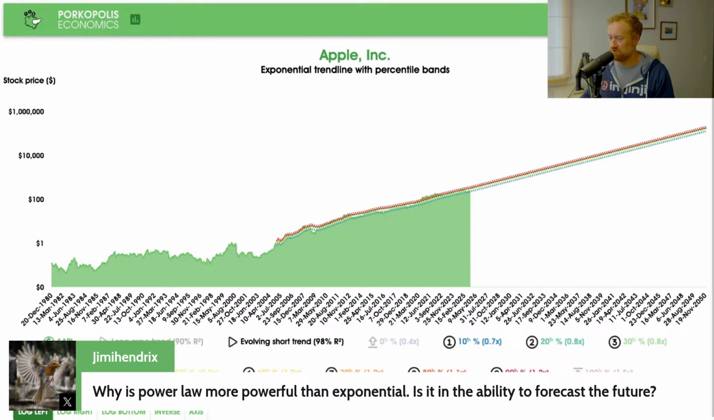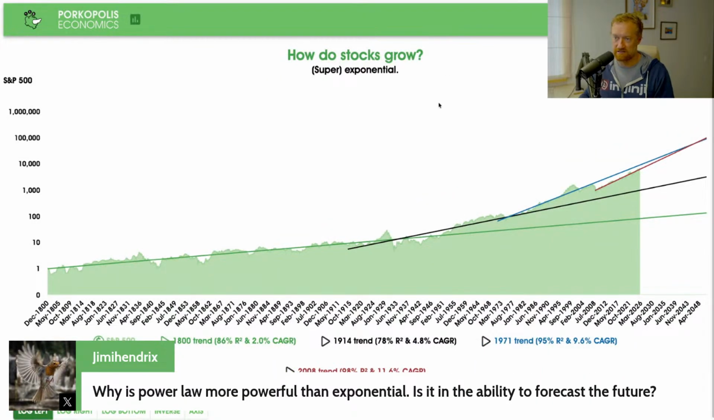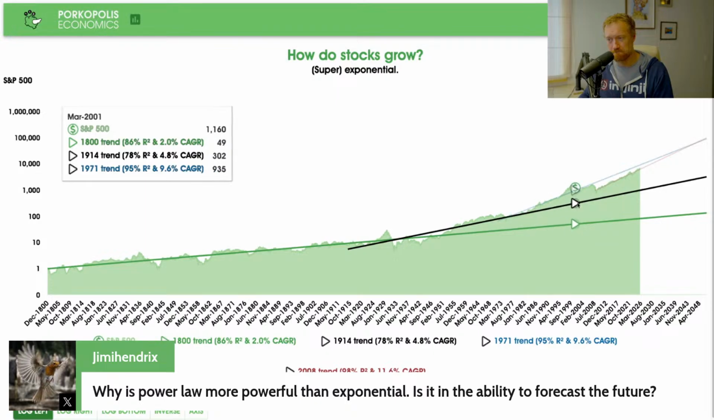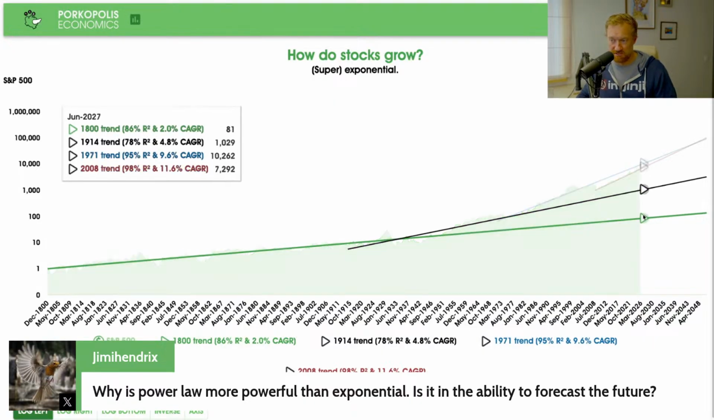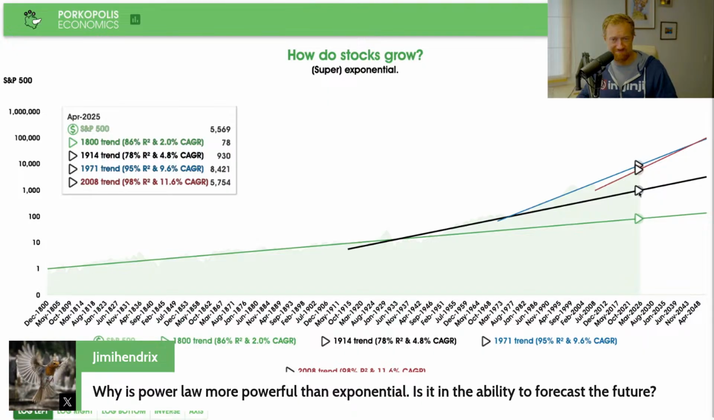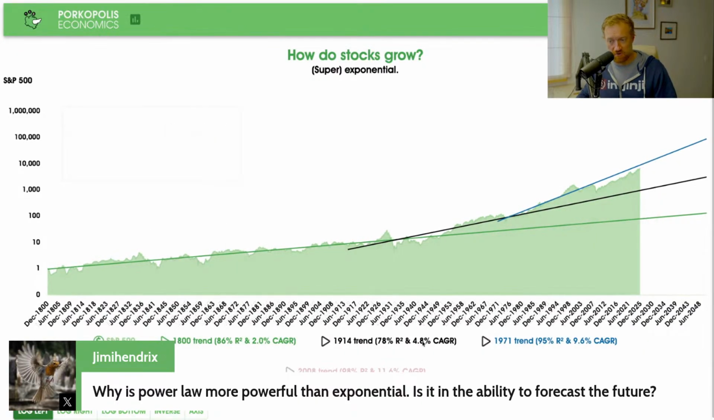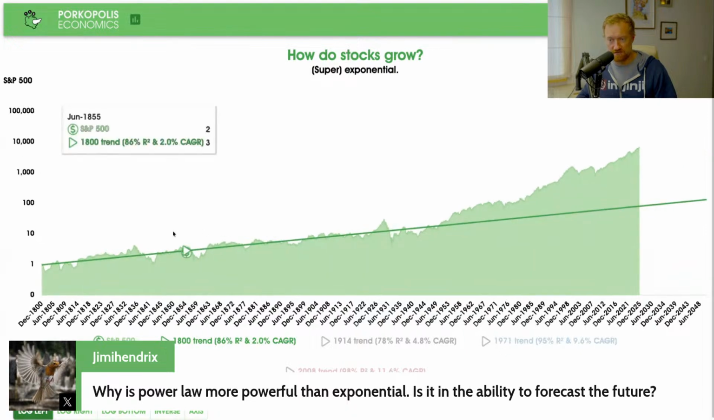So here's the S&P 500. I've shown this a lot, but you've probably seen this. This is exactly Geoffrey West's super exponential theory, where, if I wanted, I could draw one trend line from 1800 to today. It would probably be somewhere close to the black. I don't know, but you just imagine one trend line. But actually what we have is these growing trends.